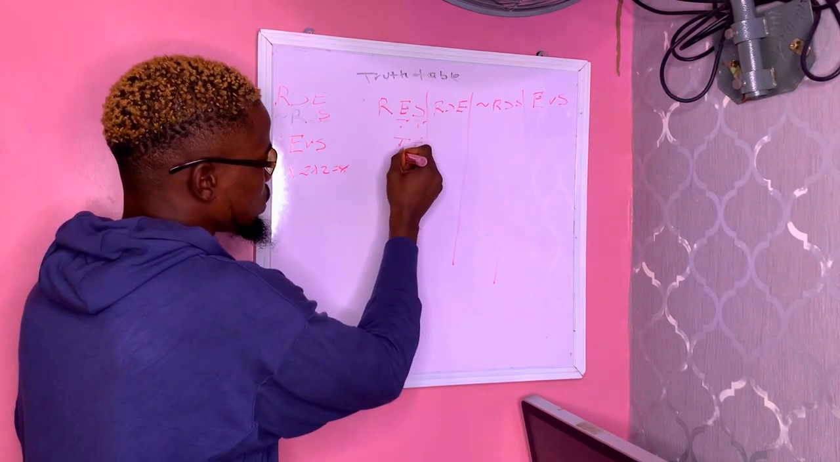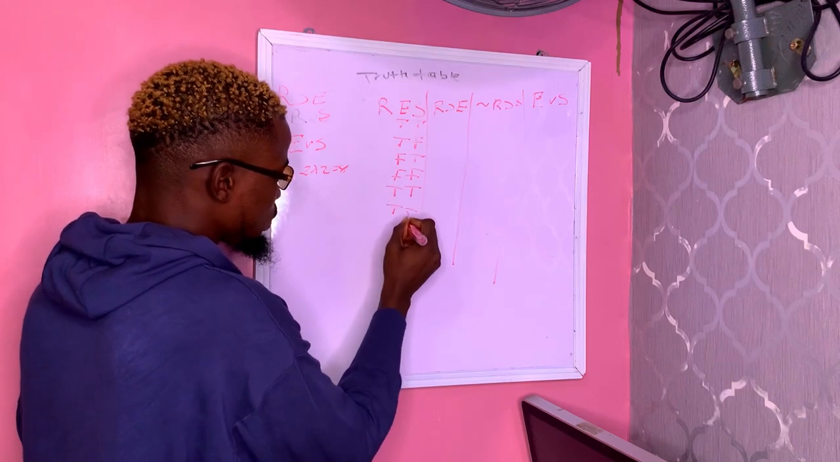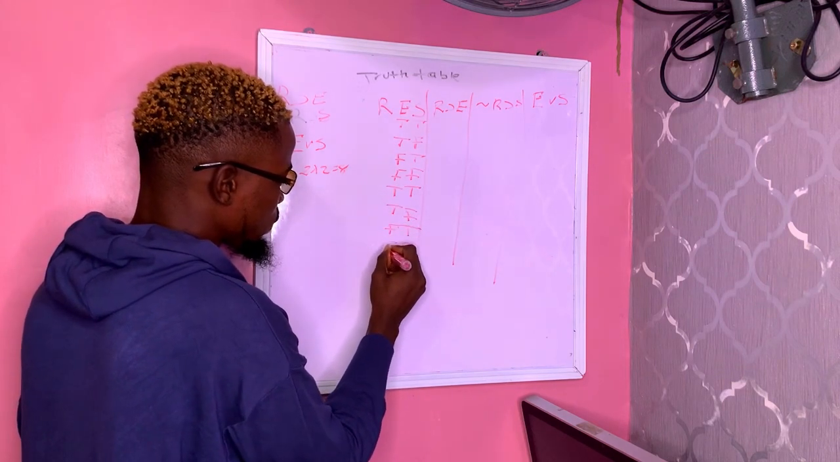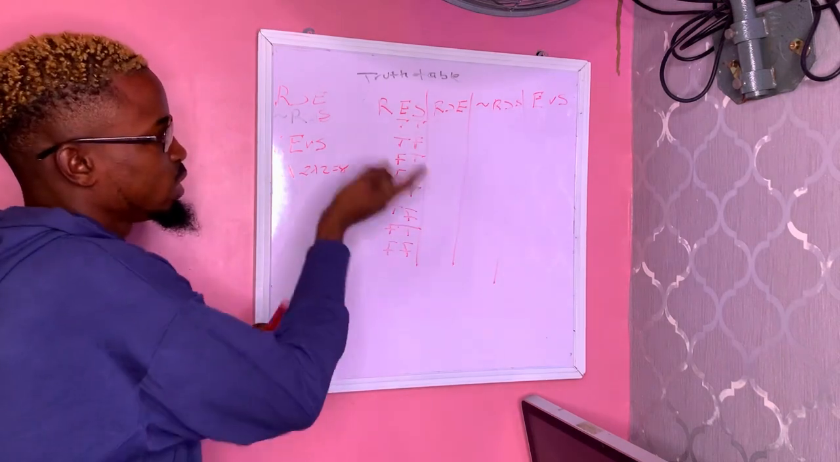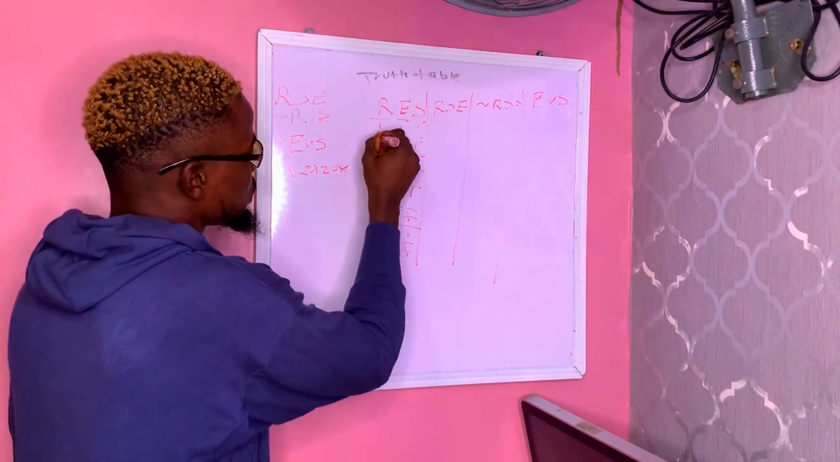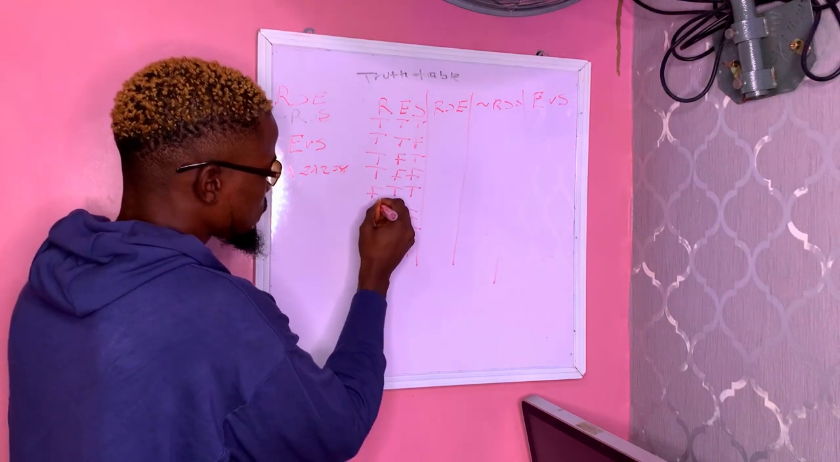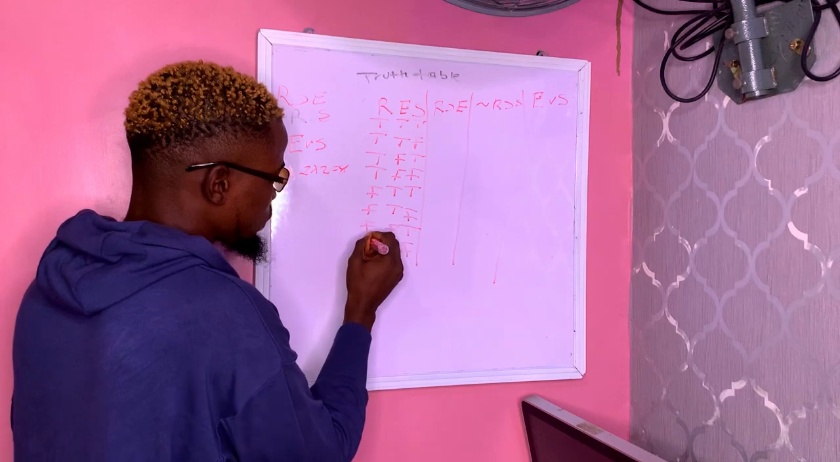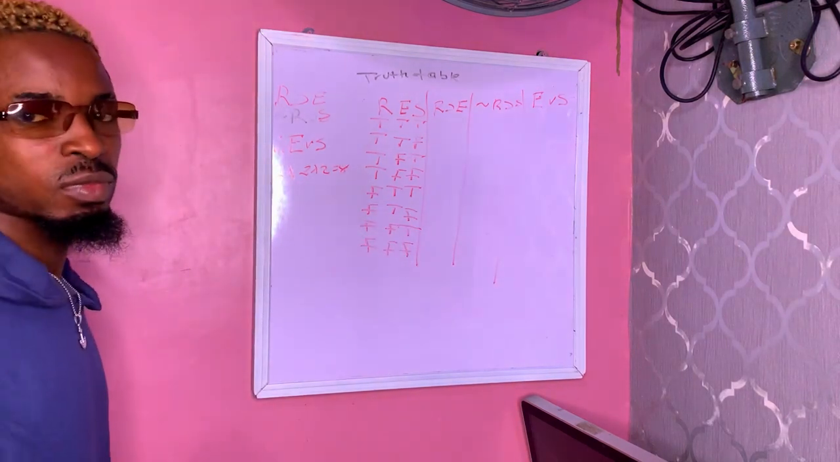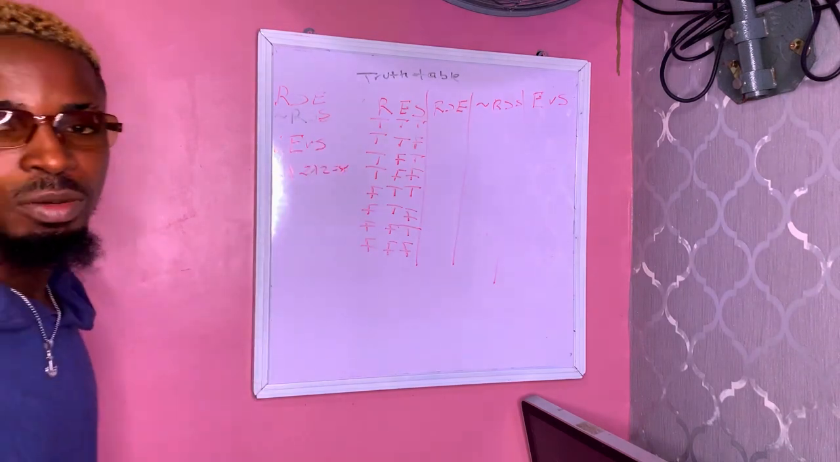T, T, false, false, T, T, false, false. Then since this one is already 2, the next one is going to be times 2, which is 4. So T, T, T, T, false, false, false, false. So is it clear? We have already discovered the truth value of each particular variable.